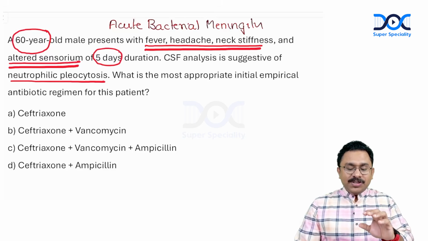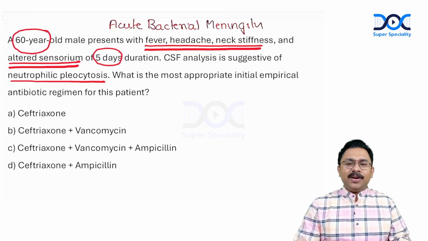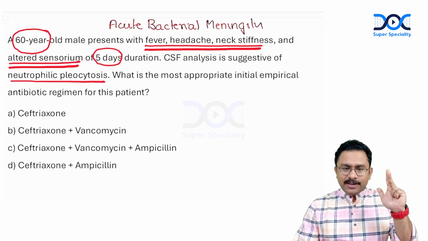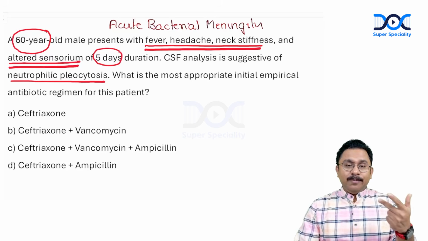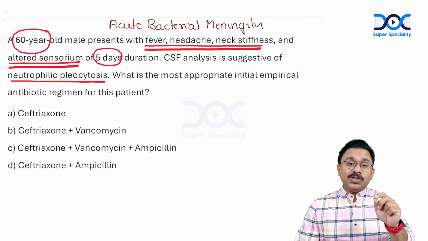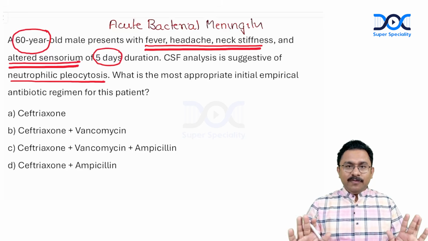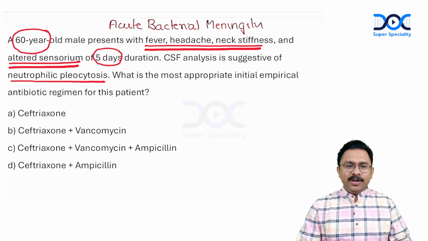Now, in a patient of this age group, what are the possible organisms that can cause meningitis? Number one, pneumococcus. Number two, Neisseria meningitidis. And number three, especially because the age is in this range, especially above 55 years, you've also got to consider Listeria monocytogenes. Okay, very important. So these organisms must be covered in the antibiotic regimen.